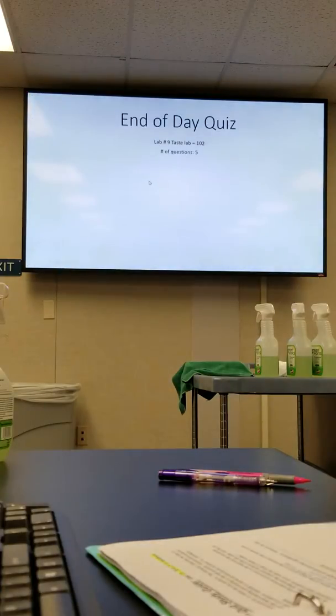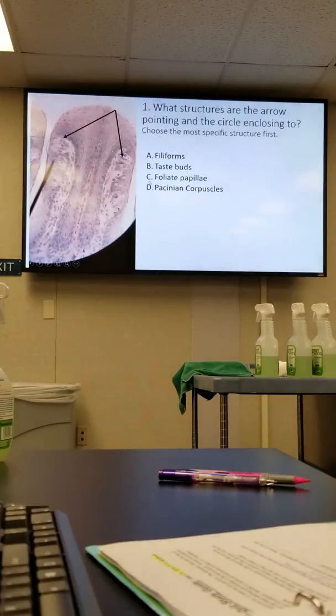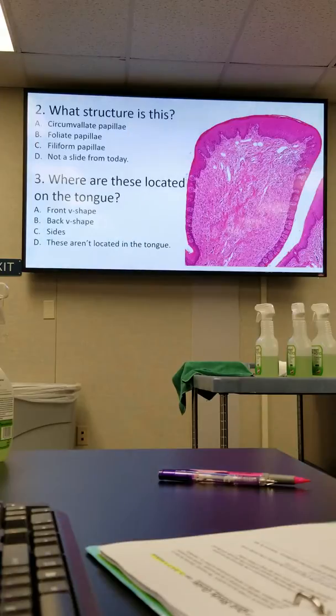This is the taste lab. Okay, you looked at these pictures, be able to identify all the different papillae, every last one of them. And I know Pacinian corpuscle is not a taste bud, but it's down there. All right, these are the structures. So I'm just letting you know, look at the pictures, not the questions, because the questions could be different.